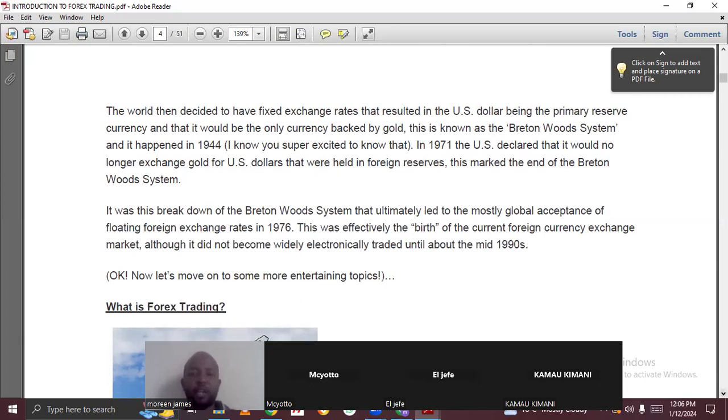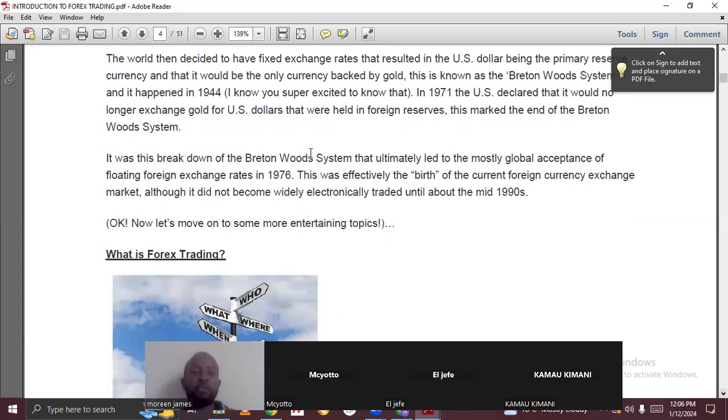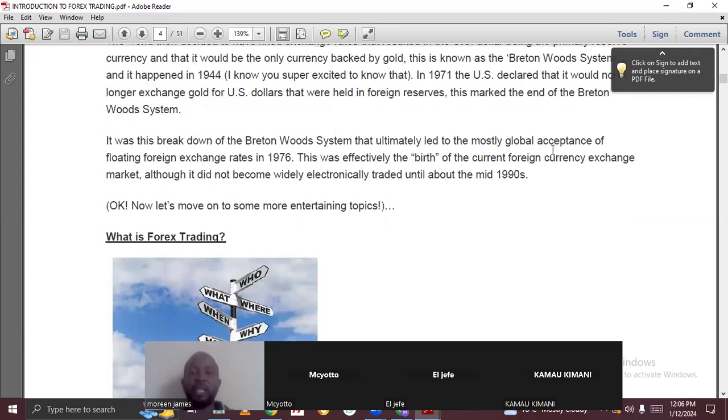So let's finalize on the history. It was this breakdown of the Bretton Woods system that ultimately led to the global acceptance of floating foreign exchange rates in 1976. If you do your math, that's four or five decades since 1976. This was effectively the birth of the current foreign exchange, or what we call FX, although it did not become widely used until 1990, when the internet was born.